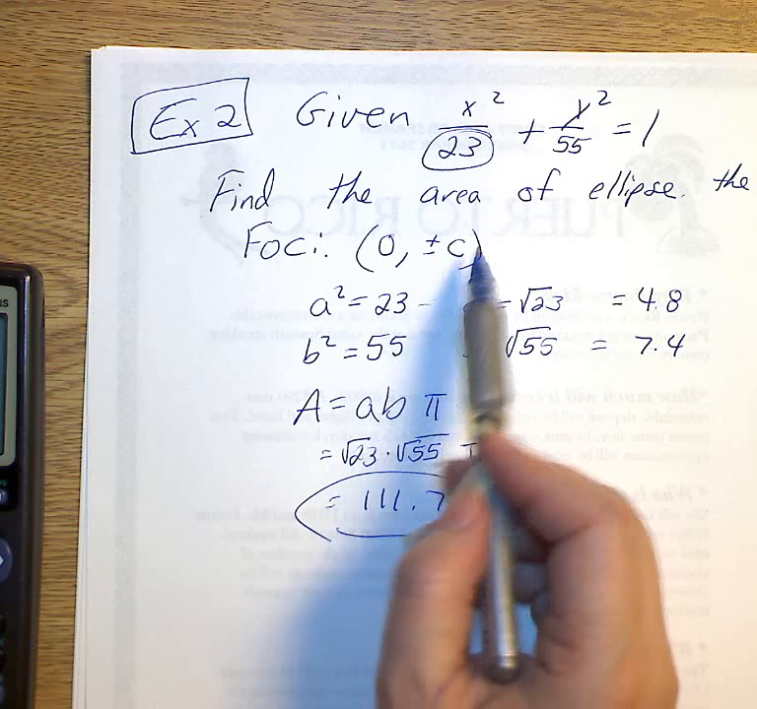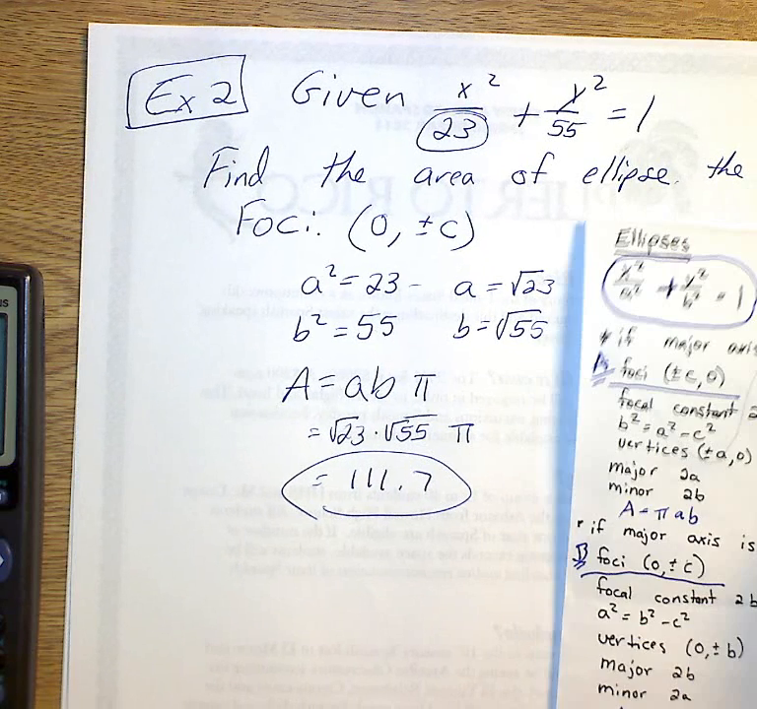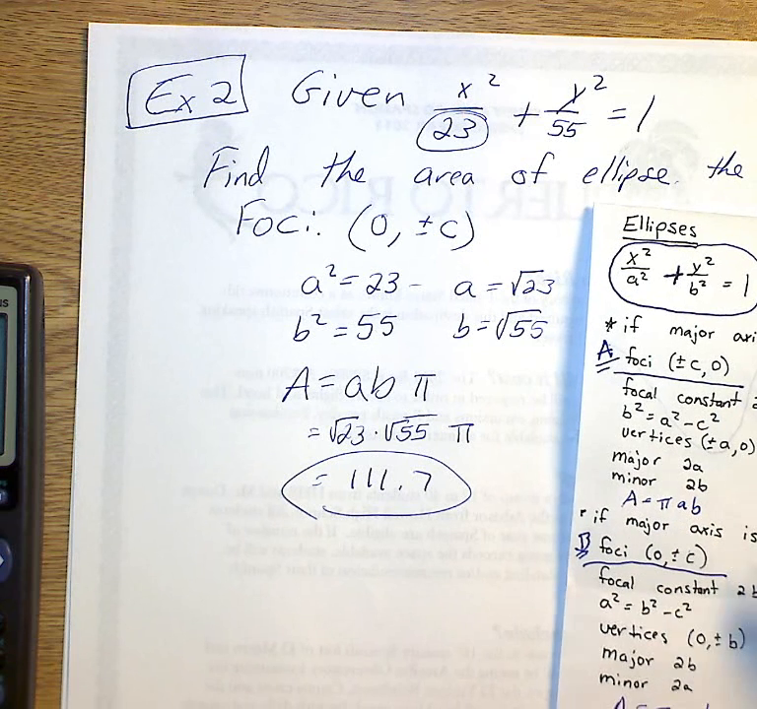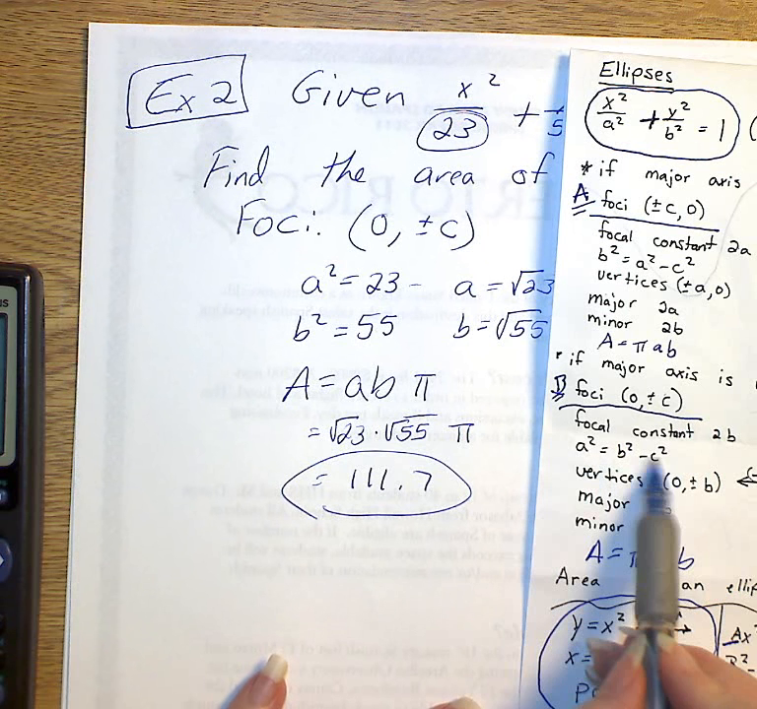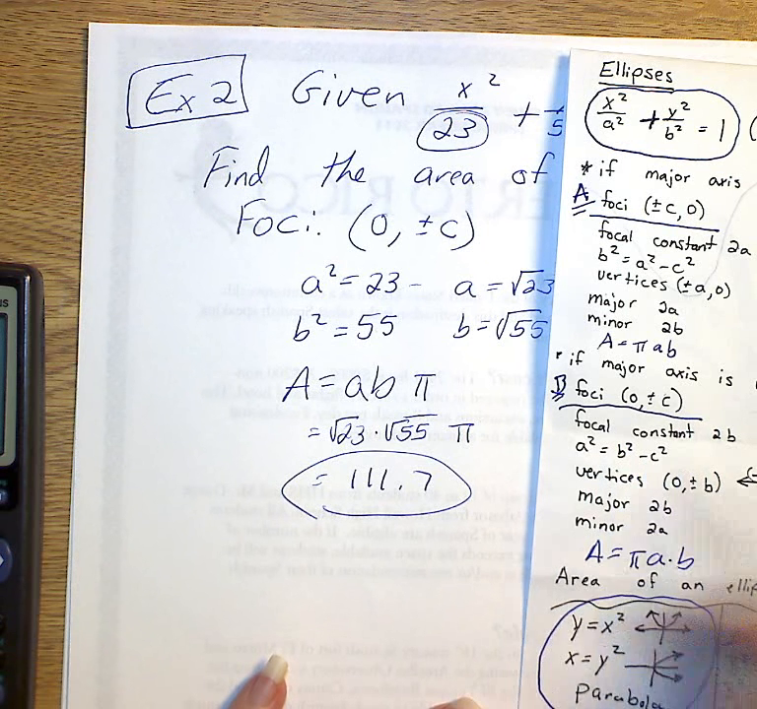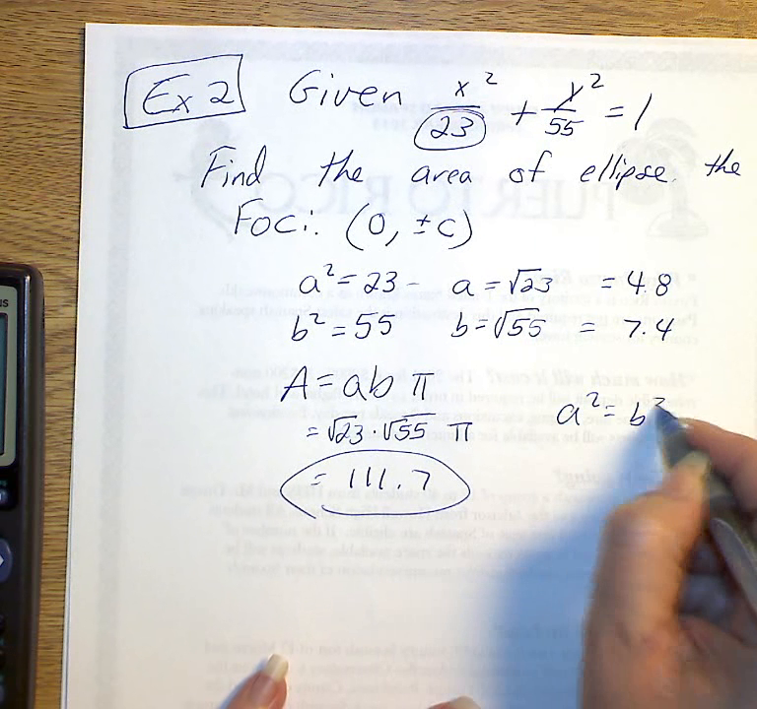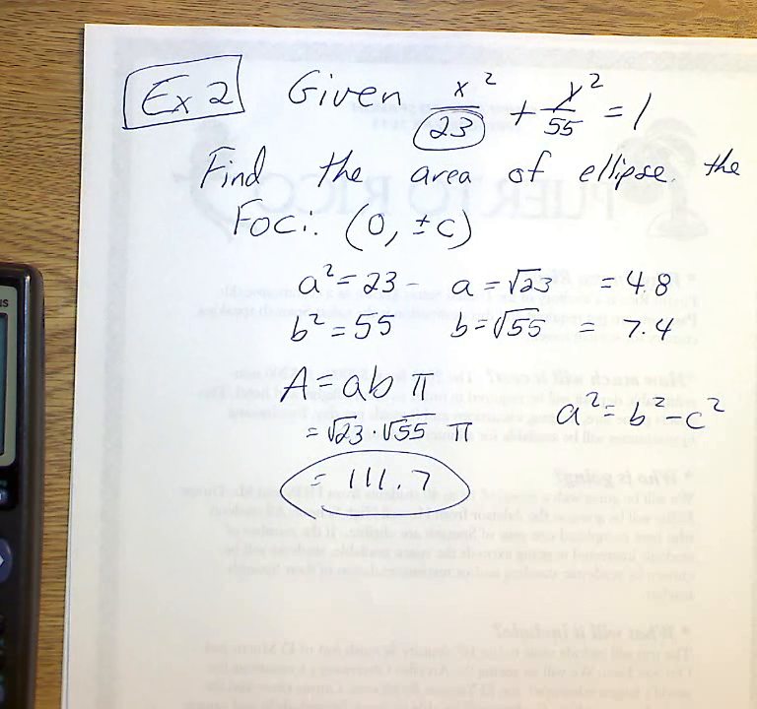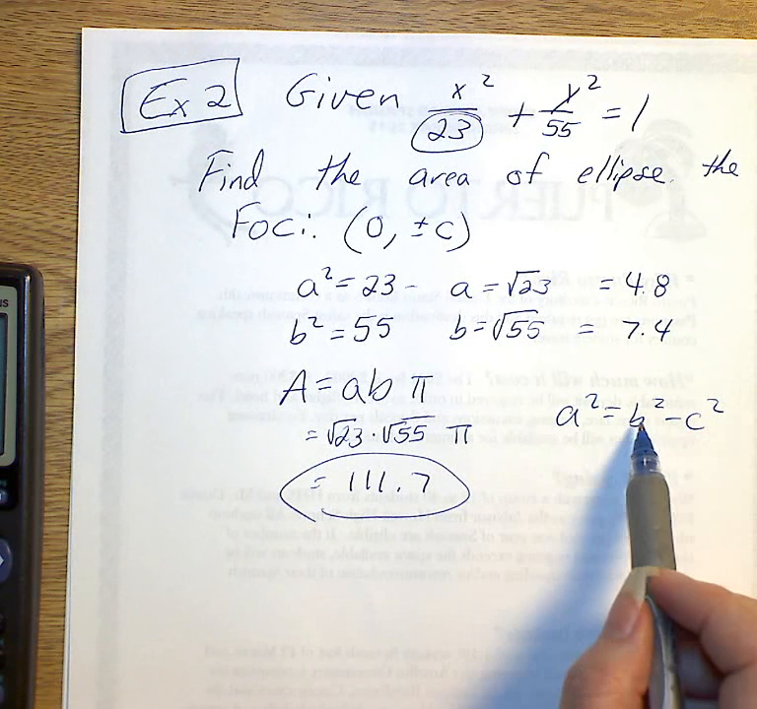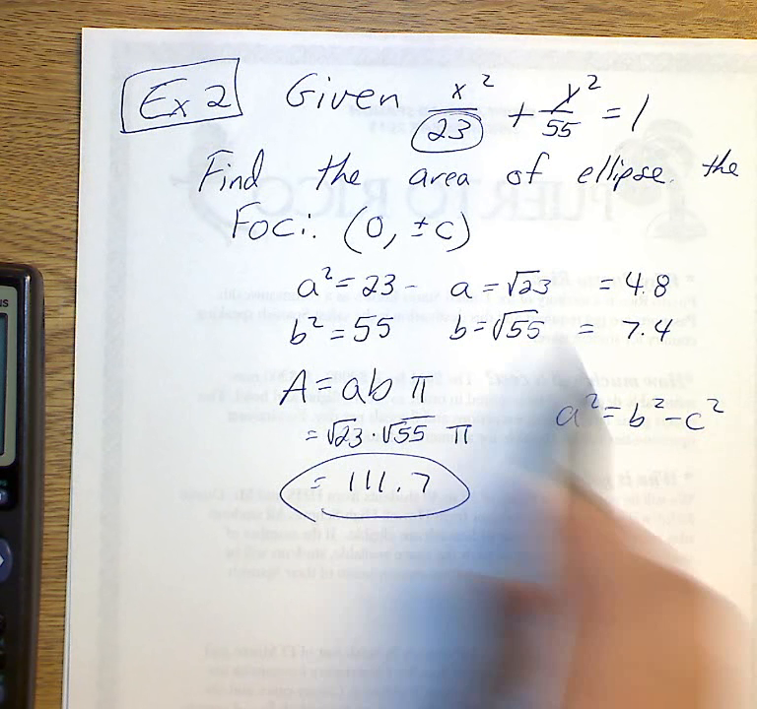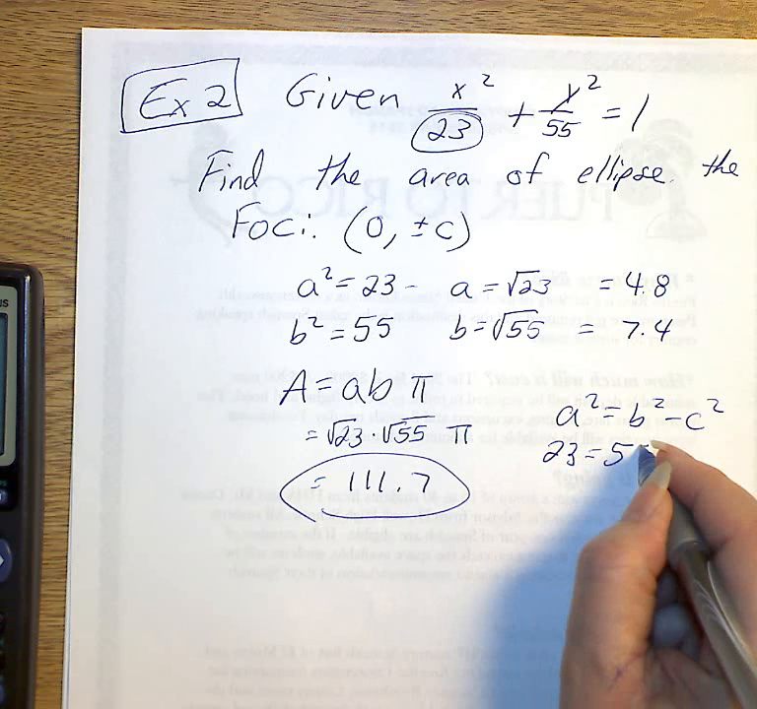How do I find the foci? Which one am I going to use? Am I using situation A or situation B? Situation B. So I have to use this formula to find out what C is. So A squared is equal to B squared minus C squared. We have here A squared, which is 23, is equal to B squared, which is 55, minus C squared.